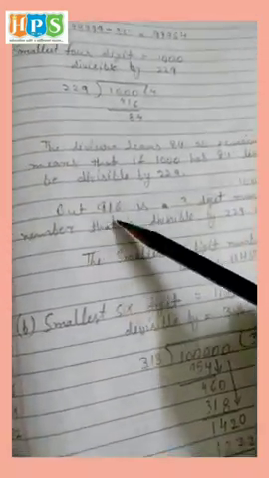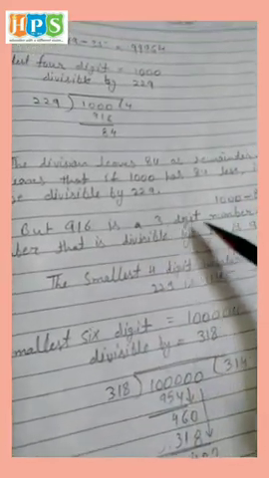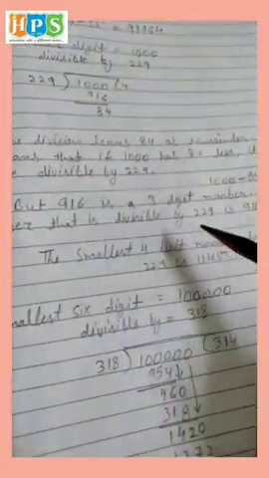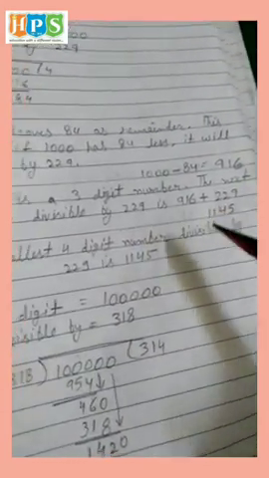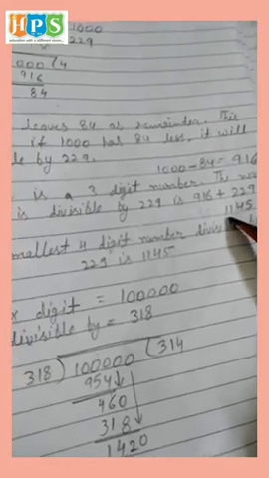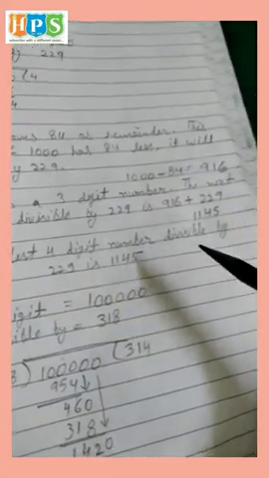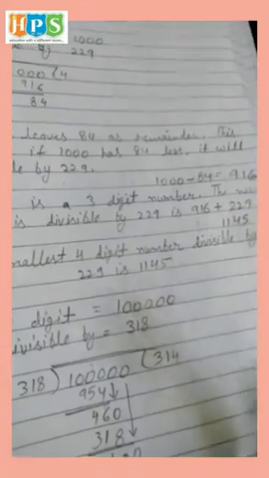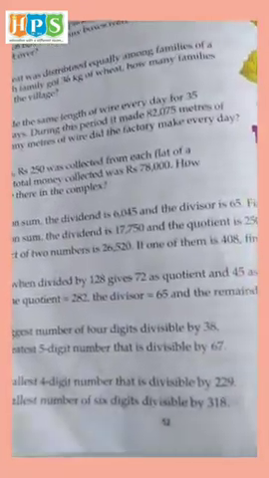But 916 is a 3-digit number. The next number that is divisible by 229 is 916 plus 229, which is equal to 1145. The smallest 4-digit number divisible by 229 is 1145. Find the smallest 6-digit number divisible by 318.